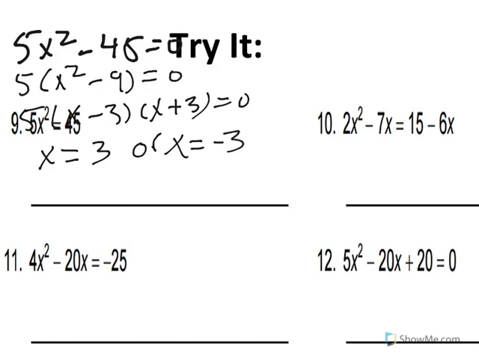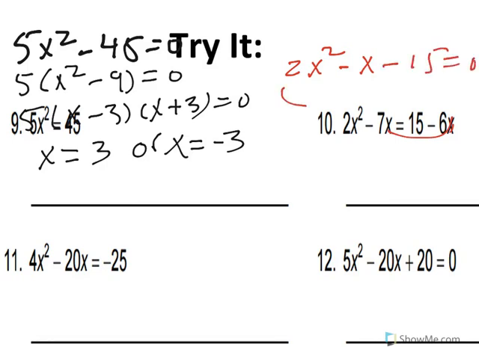Okay, let's go to number 10. It's the same as number 9. We need to move everything over to the left. So we have 2x squared. We move over, so it becomes a positive 6, so it becomes negative 1x, negative 15 equal to 0.